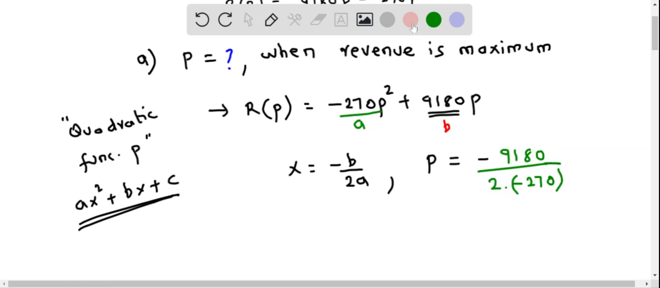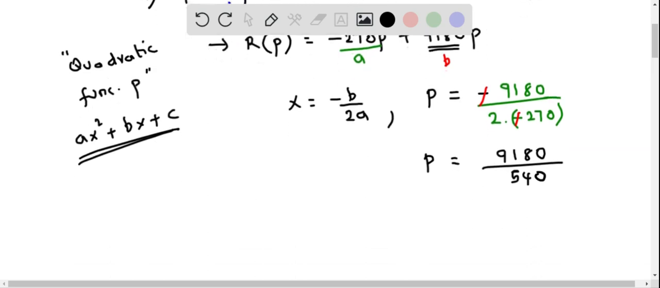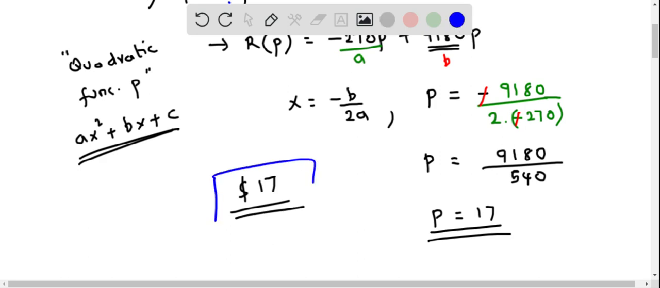And so we see that these two negatives will get cancelled, and we get p equals 9180, and this is divided by 2 times 270, which is 540. And so when you divide this 9180 by 540 using the calculator, we get p equals 17. So therefore the value of p, or the subscription price, should be $17, so that the revenue is maximum. And this answers part A question.